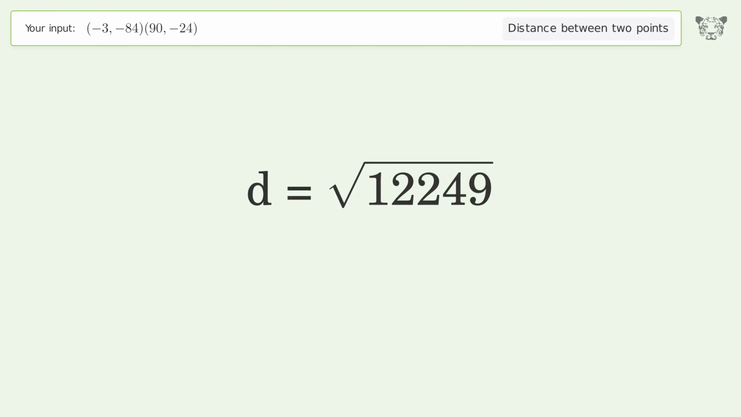And so the distance between the 2 points is the square root of 12,249, or 110.675.